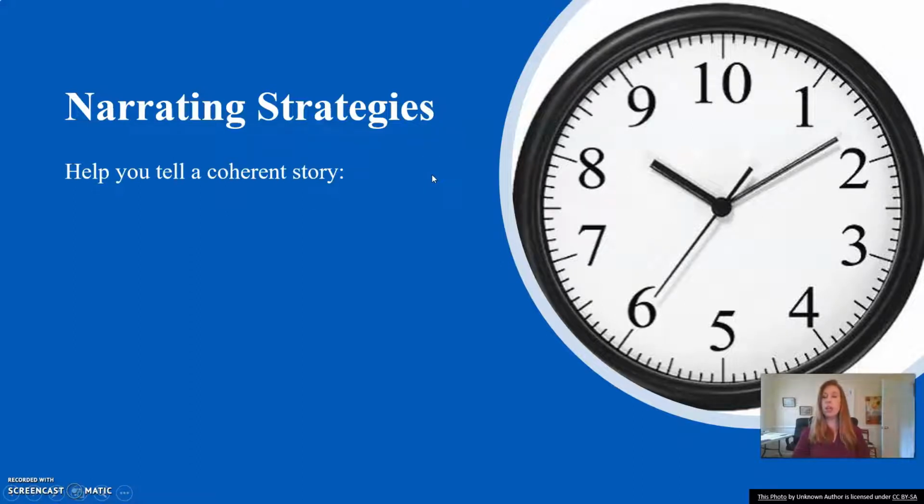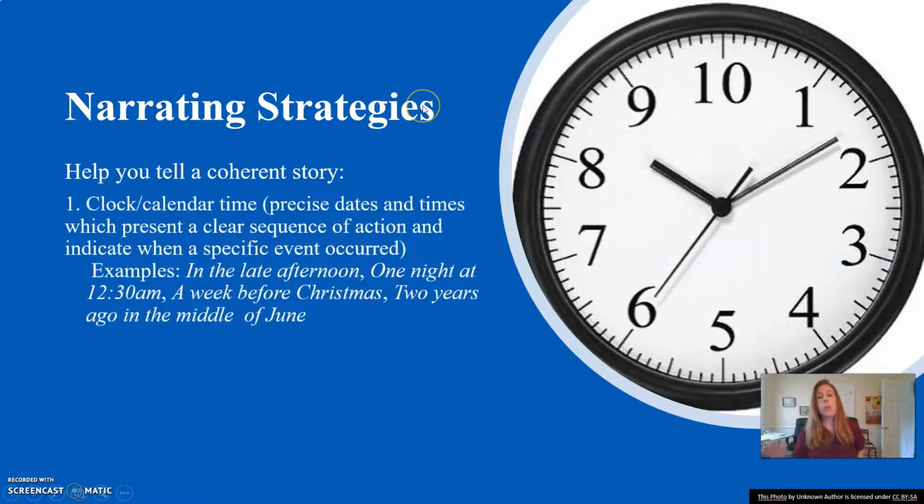So if you're describing an event that involves this person in your story, you want to keep in mind a couple things. First, somewhere in your paper, you need to use what we call clock or calendar time. This is just precise dates and times which present a clear sequence of action and indicate when a specific event occurred.